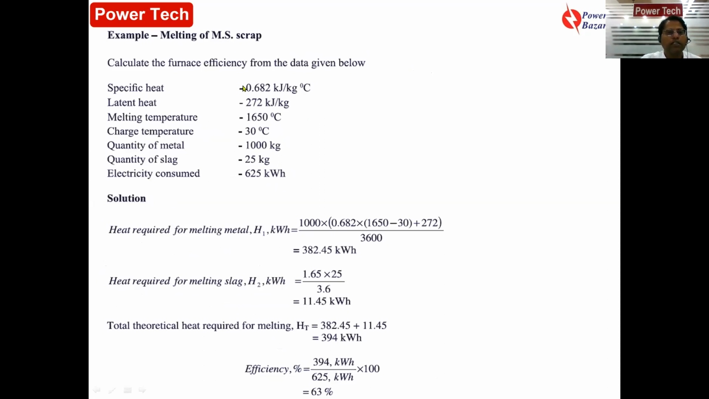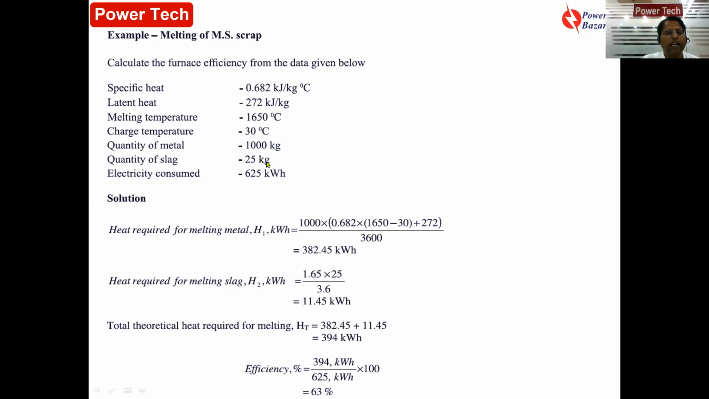Now, in this case, we have to calculate the furnace efficiency. What is the specific heat? 0.682. It is MS scrap. Scrap specific heat is 0.682. Latent heat, as we discussed, is 272 kilojoule per kg. Melting temperature is 1650 degrees Celsius. Charge temperature is 30 degrees. Quantity of metal is, let us say, 1 ton, 1000 kg.